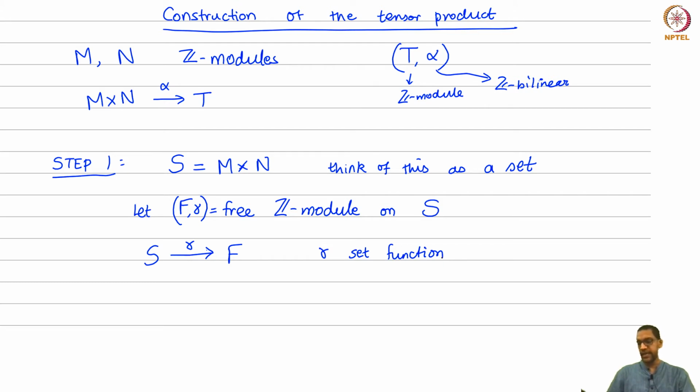So what we'll do is take the free Z module on S and look at this map gamma. In fact, we constructed the free module explicitly. So recall what the free module is. What do the elements of F look like? Recall that we constructed F as the set of all functions of finite support on S. You could think of it as functions from S to the integers such that h vanishes outside a finite set.